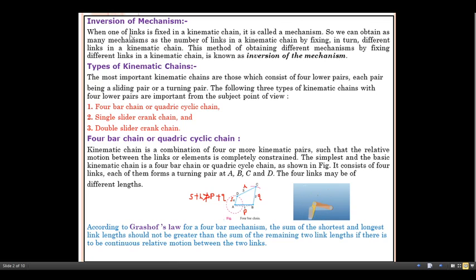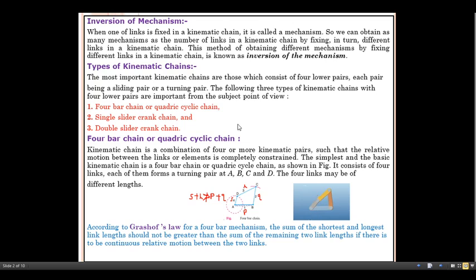First of all, we'll see what is the meaning of inversion of mechanism. In the previous lectures, we have discussed the definition of kinematic pair and mechanism. When one of the links of a kinematic chain is fixed, the chain is called a mechanism. So we can obtain as many mechanisms as there are links in a kinematic chain by fixing one link at a time, which is called inversion of the mechanism.